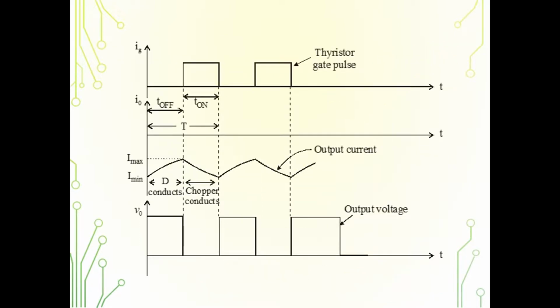So this is the waveform. This is the off period of the thyristor, wherein V0 is equal to V, and the on period of the thyristor, where V0 is equal to 0. This output current increases from the minimum value to the maximum value when the diode is conducting. When the chopper conducts, it decreases to again the minimum value.